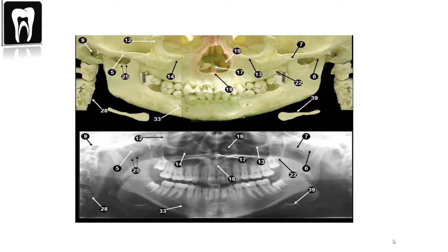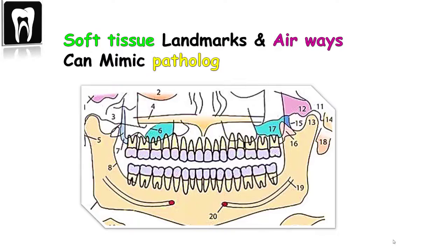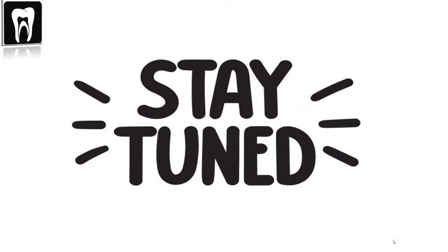At the end of this video, you'll be able to identify soft tissue landmarks and airways that appear on the panoramic radiographs, as they are important to be familiar with because they can be superimposed on other structures and can mimic pathology. So stay to the end of this video.